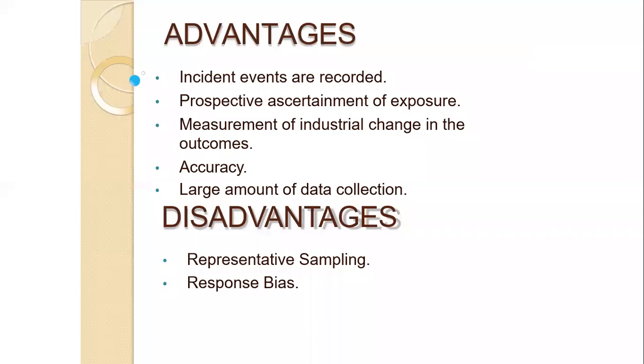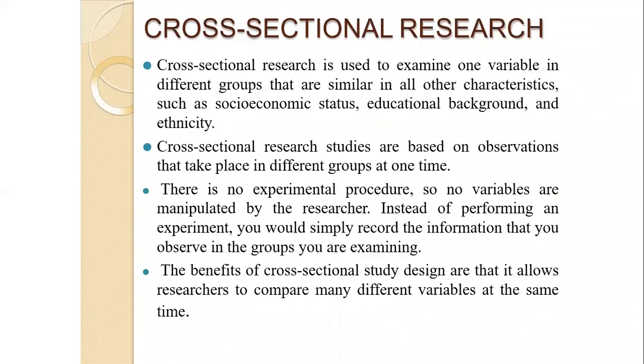Measurement of industrial change in the outcomes, so that you can study with it. Accuracy and a large amount of data collection can be done with the longitudinal test, because the population is the same and you are going to study the same variable. Disadvantages: representative sampling and response bias that always might happen. The sampling which we are selecting also plays an important role, so that will be the disadvantage.